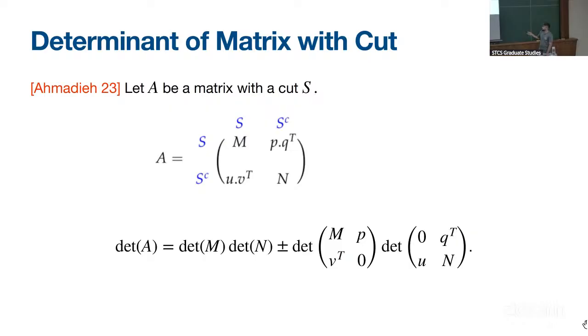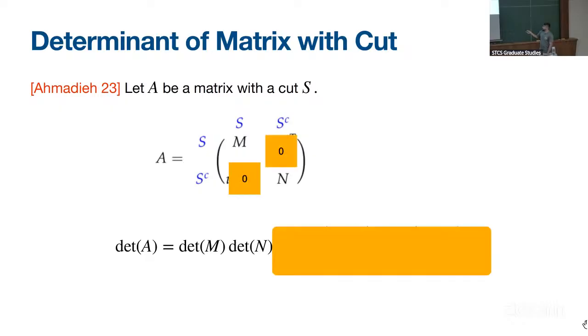Cut means this submatrix has rank 1 and this submatrix has rank 1. Since they have rank 1, they can be written as a product of two vectors. So suppose it is P times Q transpose and this submatrix is U times V transpose. Then C showed that the determinant of this matrix is represented by the following formula.